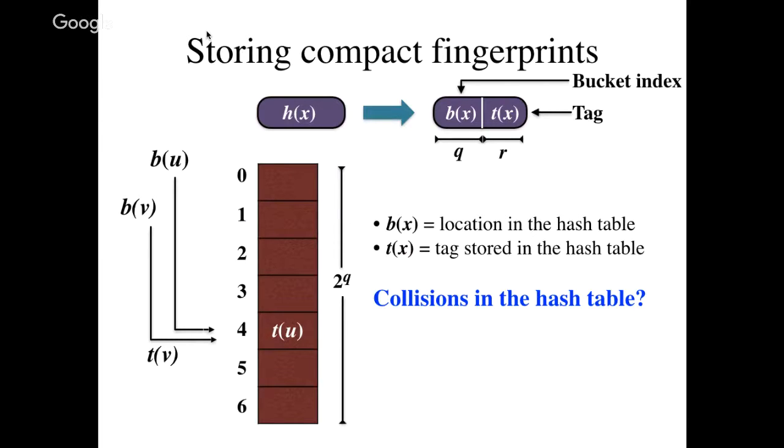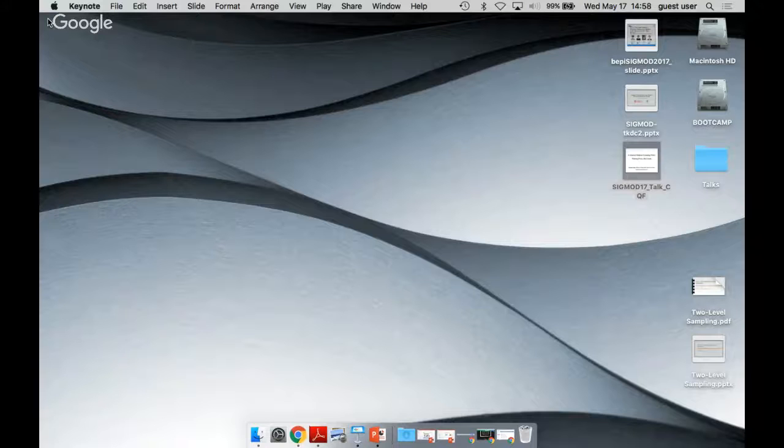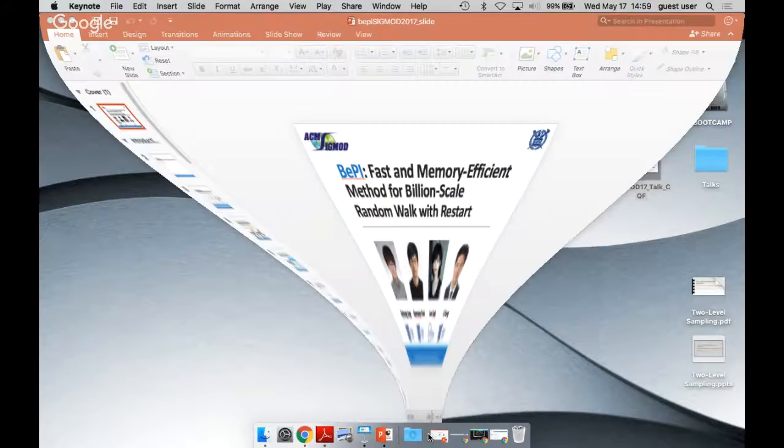Thank you. Other questions? Okay, then let's go to our last talk. Where's the applause? So our last paper is called BePI, Fast and Memory Efficient Method for Billion Scale Random Walk with Restart. The talk will be given by Jinhong Jung from Seoul National University.